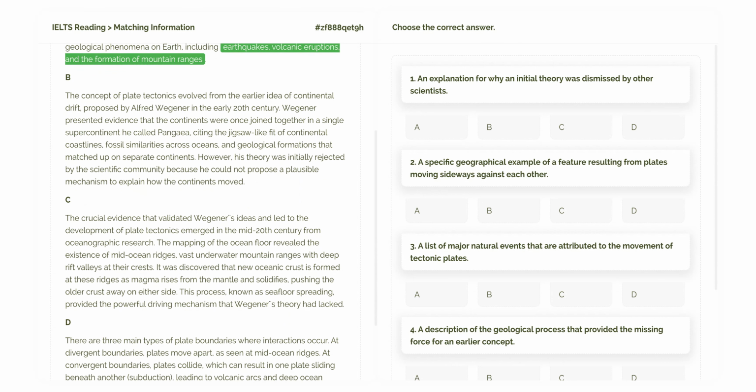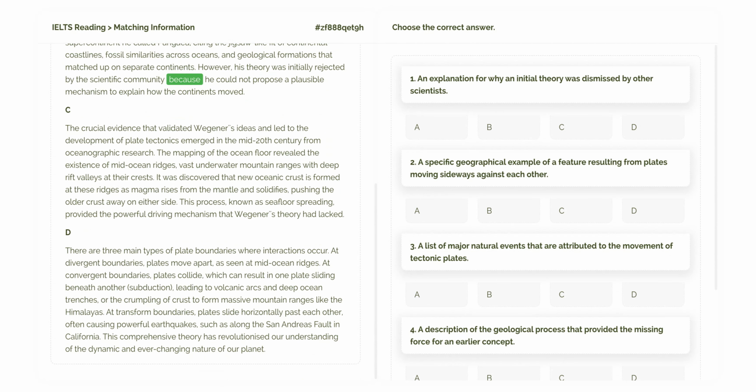Paragraph B. This paragraph gives historical background. Its function is to explain the origins of the theory. The gist is that it started with Alfred Wegener's idea of continental drift, which was rejected at first. We should flag the name Alfred Wegener, the date early 20th century, and importantly the reason for rejection, flagged by the word because. This paragraph explains a cause and effect relationship in history.